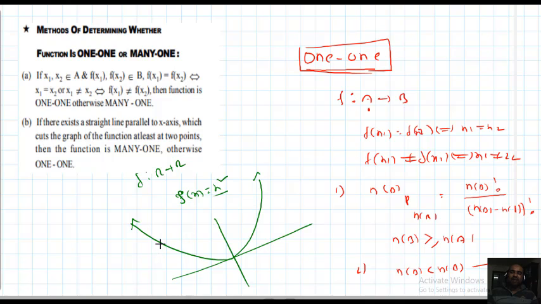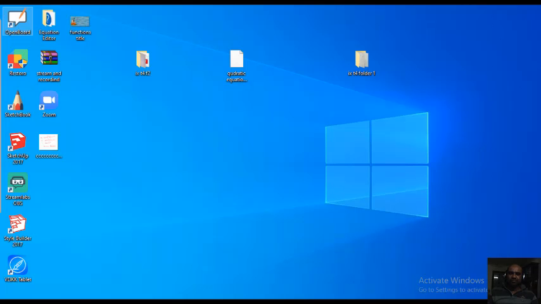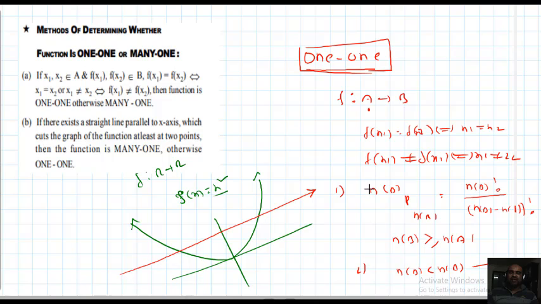Do one thing: draw a straight line parallel to the x axis. If that line intersects the graph at more than 1 point, you can say that the function is not a one-one function. So for this graph, the straight line intersects at 2 different points. From there, draw perpendiculars on the x axis. Say this is x1, say this is x2, 2 different x's. For example, this output is b, so f of x1 is b only, f of x2 is also b only.